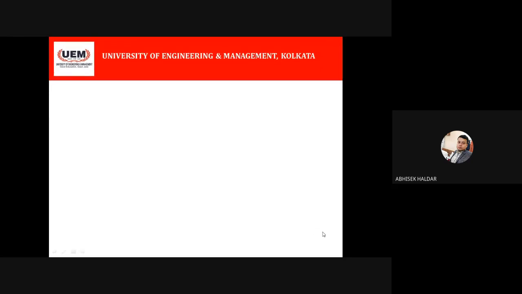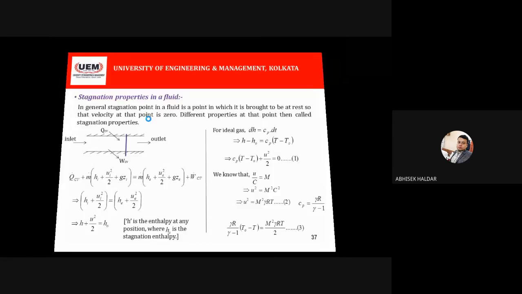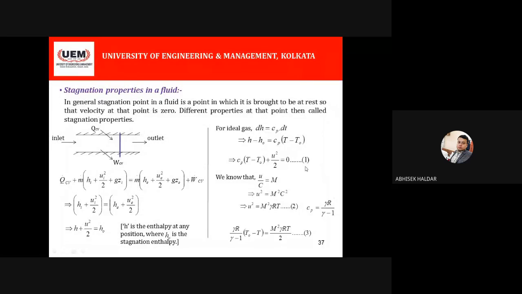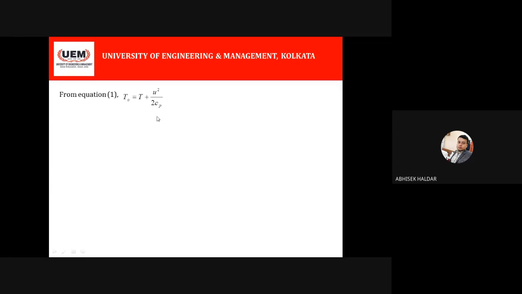So you see, from equation number 1 I can write this one. Which one was equation number 1? This one was equation number 1, right? So from this equation you see I can write this one. If I simplify that, T0 is equal to T plus U square by 2Cp. I'm just simplifying, nothing new I have done. So T0 is equal to T plus U square by 2Cp.